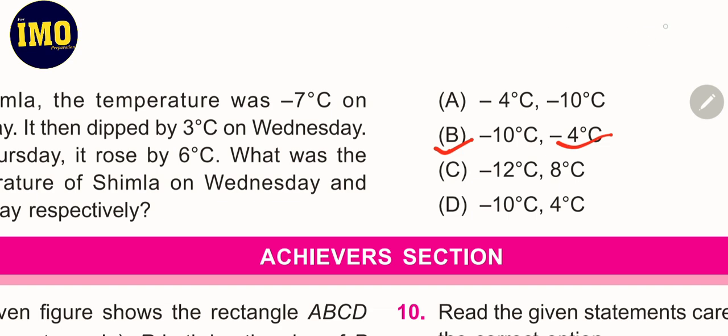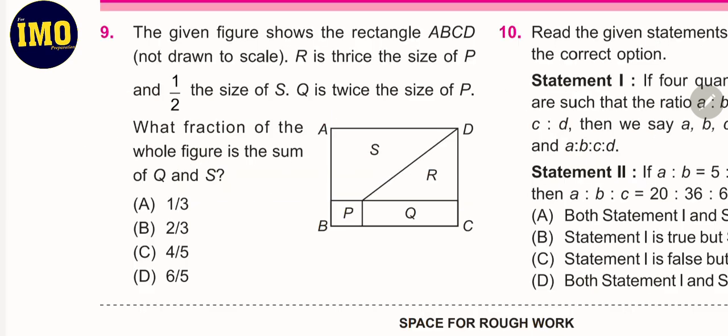Now move to the next question. So in this question, the given figure shows the rectangle ABCD. R is thrice the size of P.